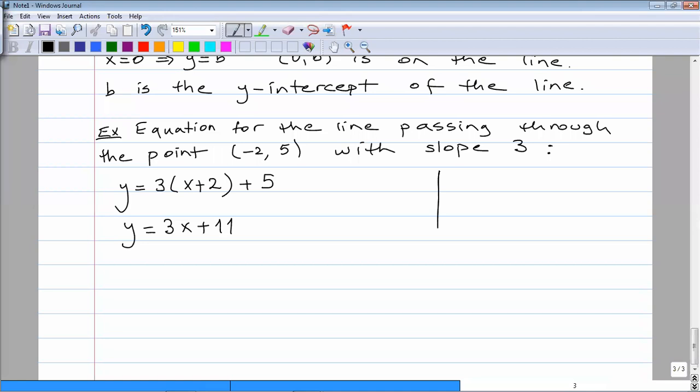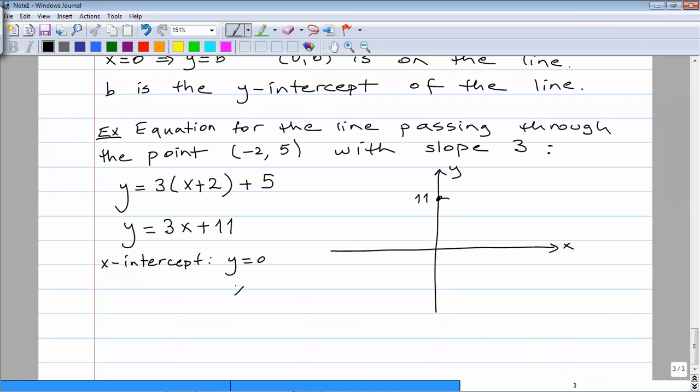So if you want to draw this line, we need 2 points. The first one you can take to be the y-intercept: when x equals 0, y is 11. And then the other one you can take maybe as the x-intercept. For the x-intercept, we need to take y equals 0. So x is minus 11 over 3.